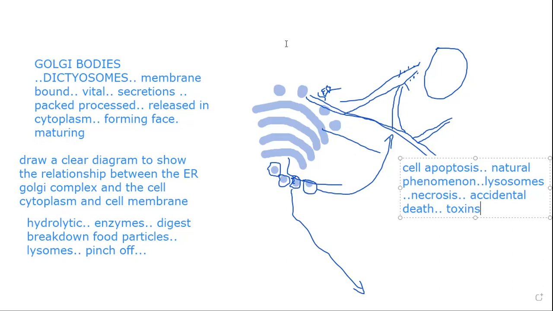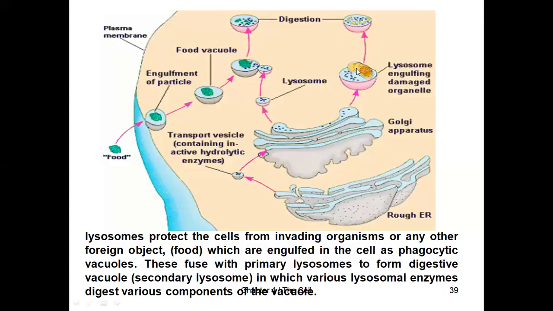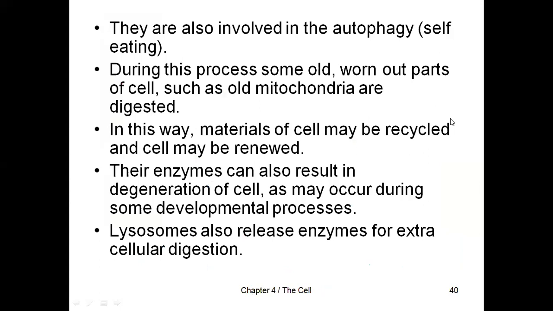Cell apoptosis is a natural cell death phenomenon which is a part of our body and it keeps on maintaining our body cells. Healthy cells stay alive. Now this is a function of the lysosome. It is engulfing the damaged organelle in the cell and more new organelles are produced. This is the normal cell apoptosis procedure. They are involved in autophagy, self-eating. During this process, some old and worn out parts of the cell, such as old mitochondria, are digested.